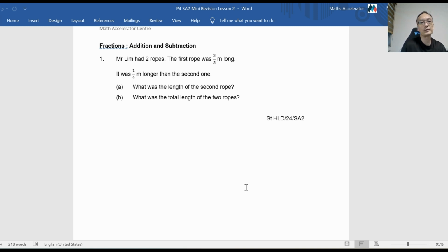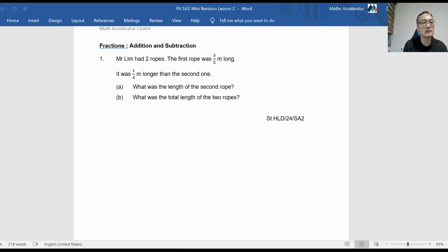Mr. Lim has two ropes. The first rope was 3/5 meter long. It was 1/4 meter longer than the second one. A. What was the length of the second rope? And B. What was the total length of the two ropes?